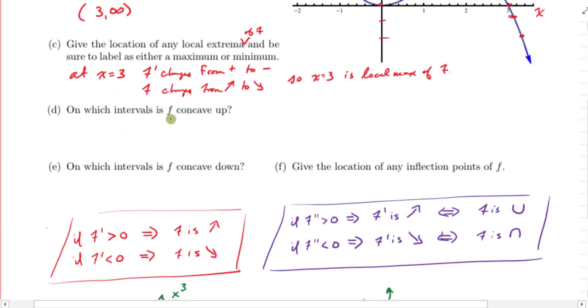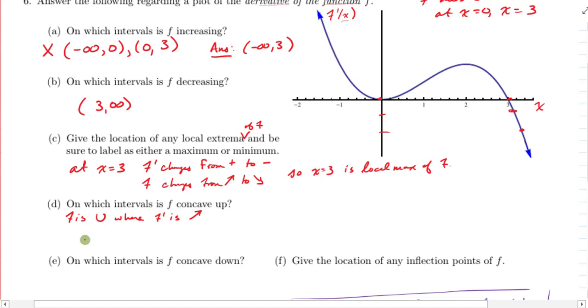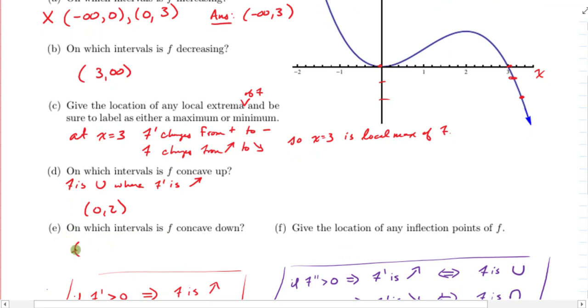On which intervals is f concave up? Well, that's a question. Where is f concave up? Well, f is concave up where f prime is increasing. So to answer the question, I'm simply going to ask, where is f prime increasing? And f prime is increasing from 0 to 2. So this function here, f prime, is increasing from 0 to 2, so that's precisely where f is concave up. Now, on which intervals is f concave down? F is concave down where f prime is decreasing. And f prime is decreasing on the interval from minus infinity to 0, and again from 2 to infinity. The graph that I'm looking at, f prime, is decreasing on this interval and on this interval, so that tells me the original function must be concave down there.